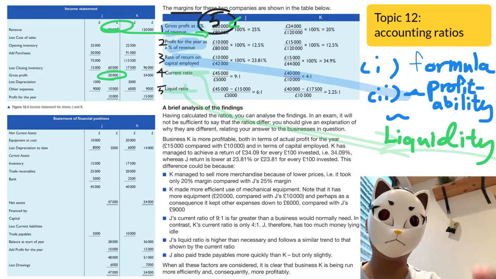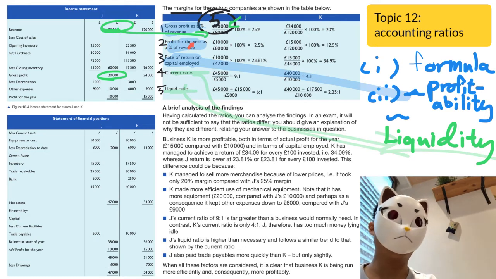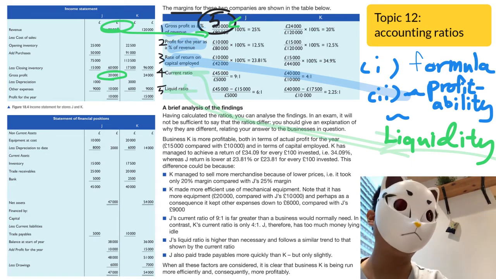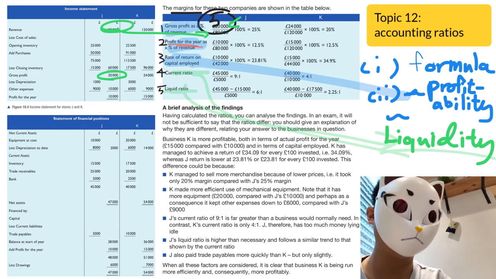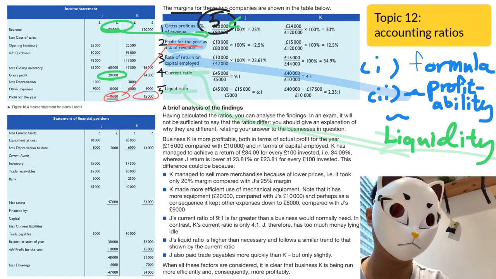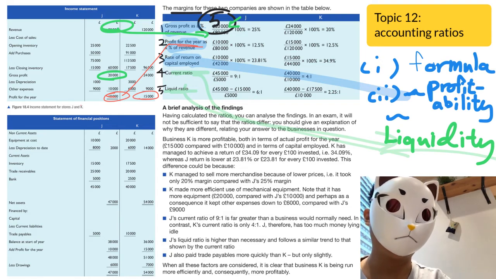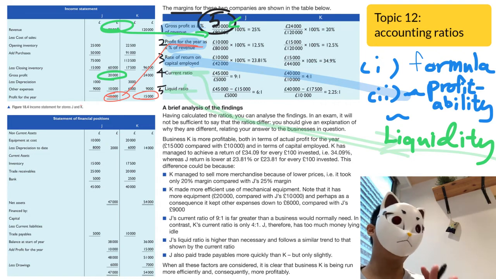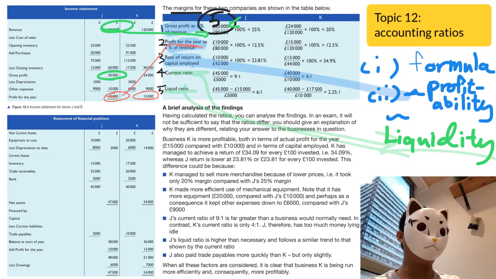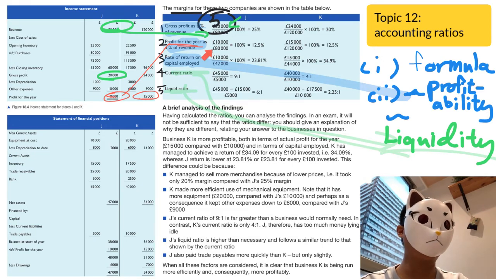Next, let's take a look at the profit for the year. You may mark it down: profit for the year indeed refers to the net profit. So you can see that in the answer. Here you can see, right?